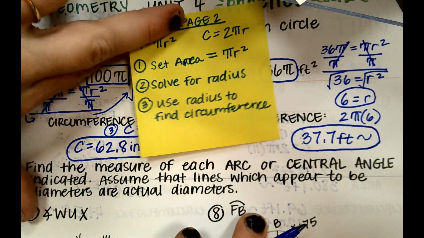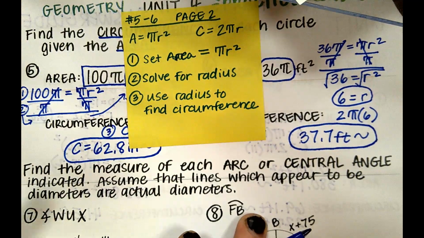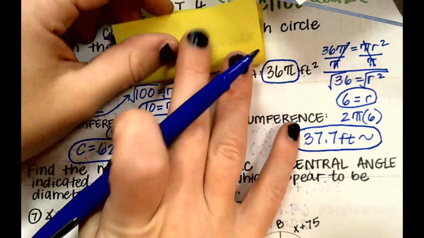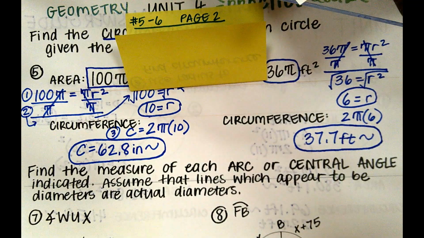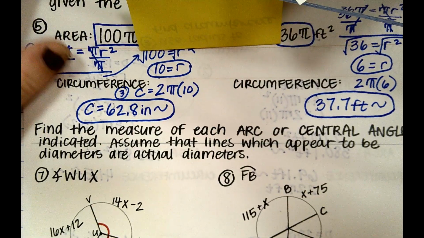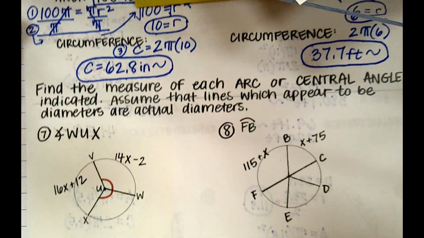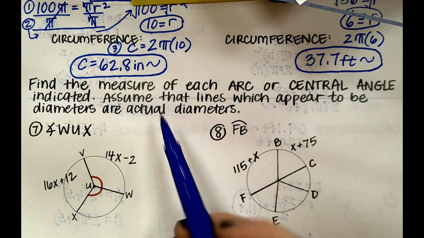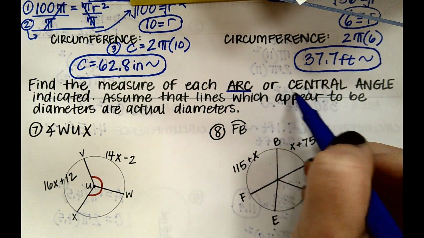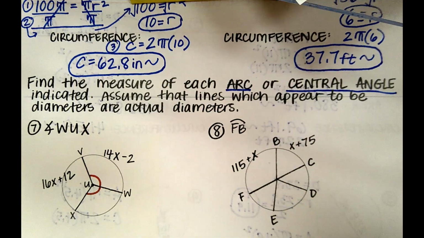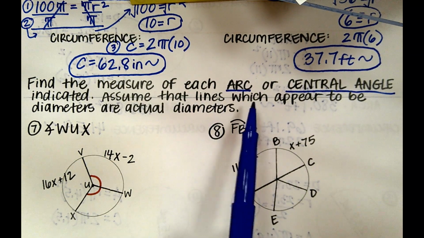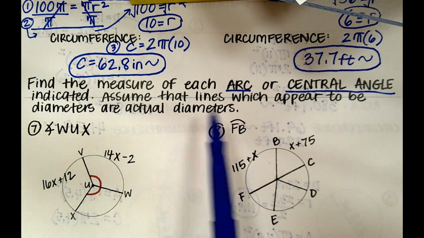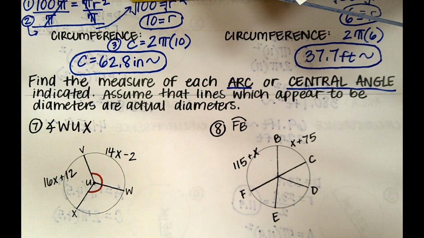All right, I'm going to scooch that up a little. Kind of fold that so it's out of the way. And now we'll look at 7 and 8. For 7 and 8, now we are finding the measure of each either arc or central angle that is indicated. Assume that lines which appear to be diameters are actual diameters. Meaning if there is a line that looks like it's going perfectly in a straight line, it is.